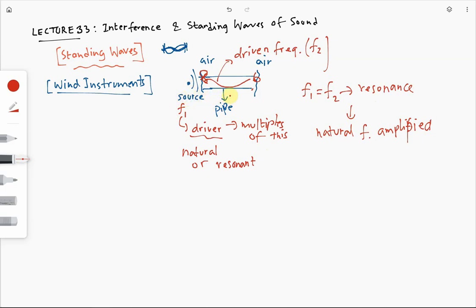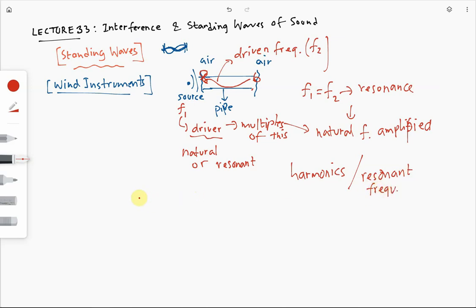Okay. Since we are only producing multiples of one natural frequency, or multiples of the natural frequency of whoever is playing the flute or such kind of instruments, therefore only specific frequencies are possible. All right. These are called harmonics or resonant frequencies. Okay.